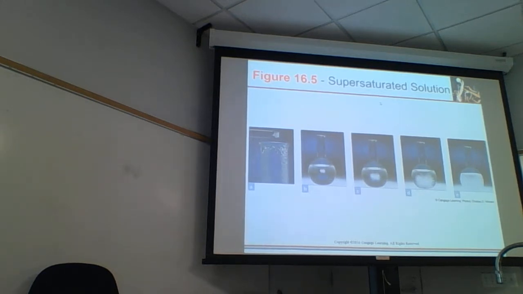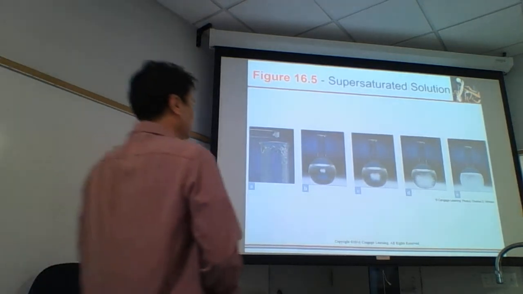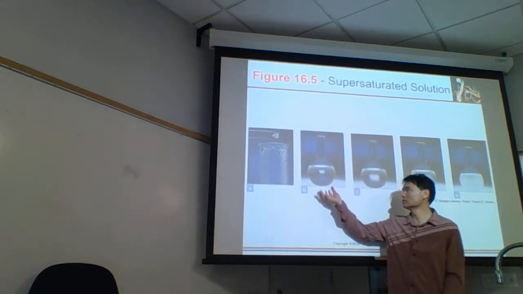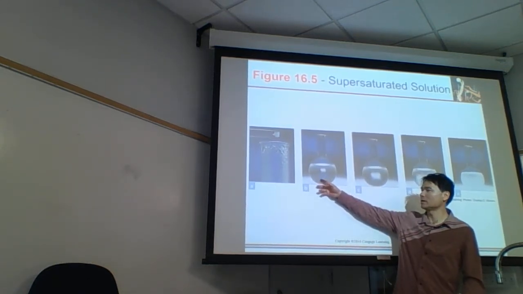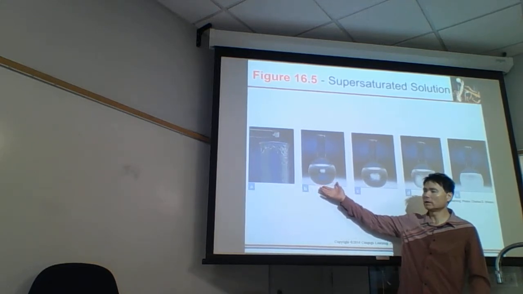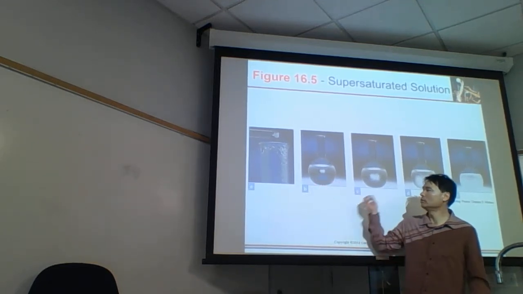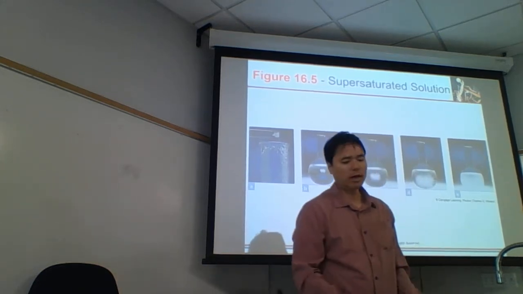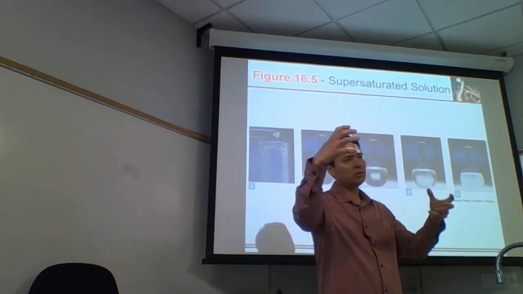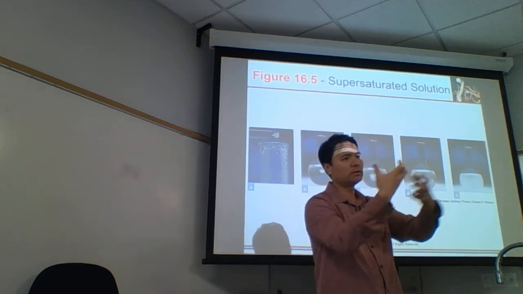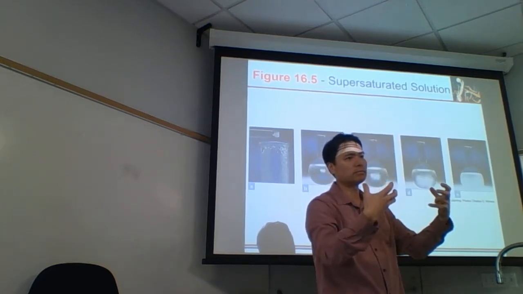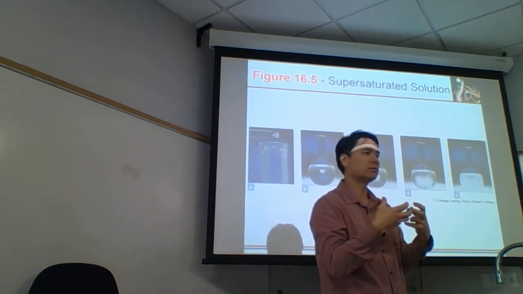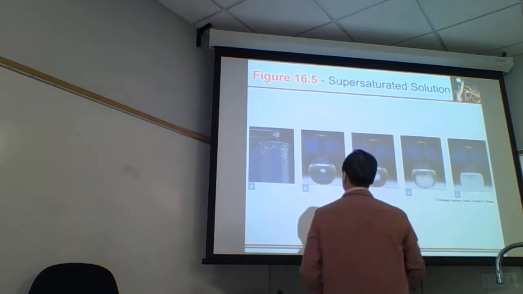For example, if we have a solution of sodium acetate at high temperature, you could dissolve a lot of sodium acetate in water at higher temperature. And when you cool it down, the crystals have a hard time forming because the sodium ions and the acetate ions have to be perfectly aligned to form a lattice. And if they don't perfectly line up, it's hard to form a lattice. And so what happens is there's a little delay.